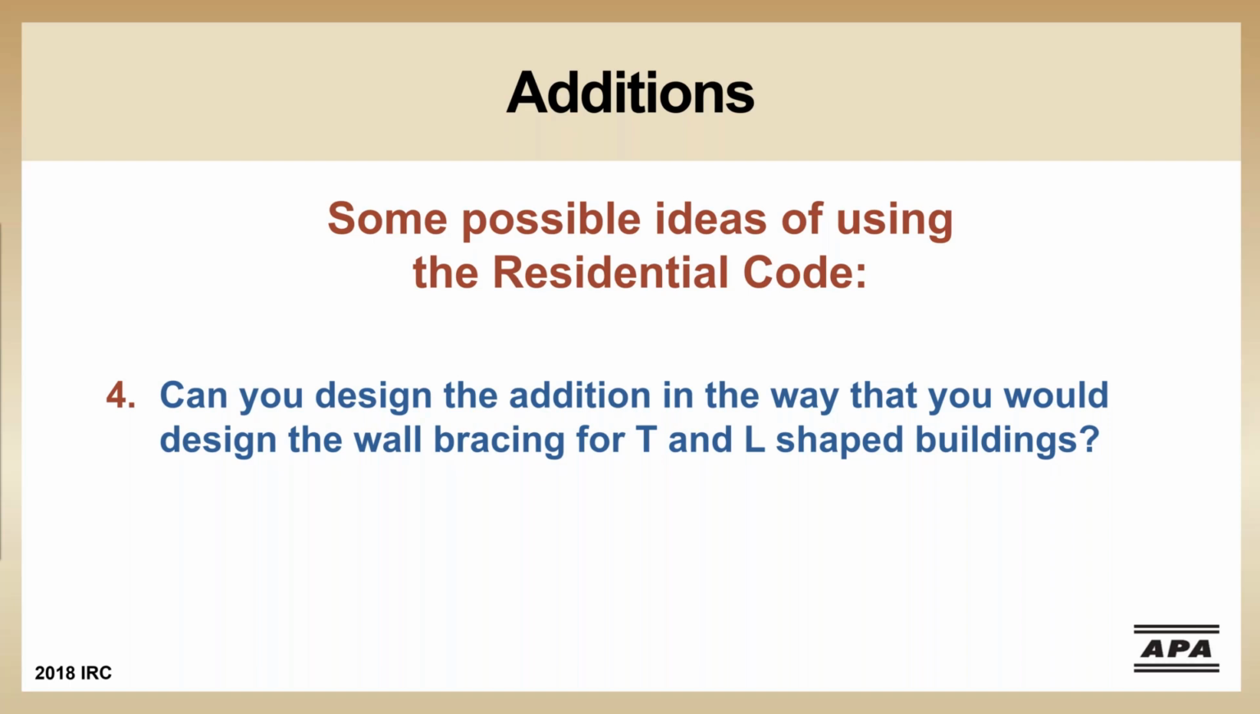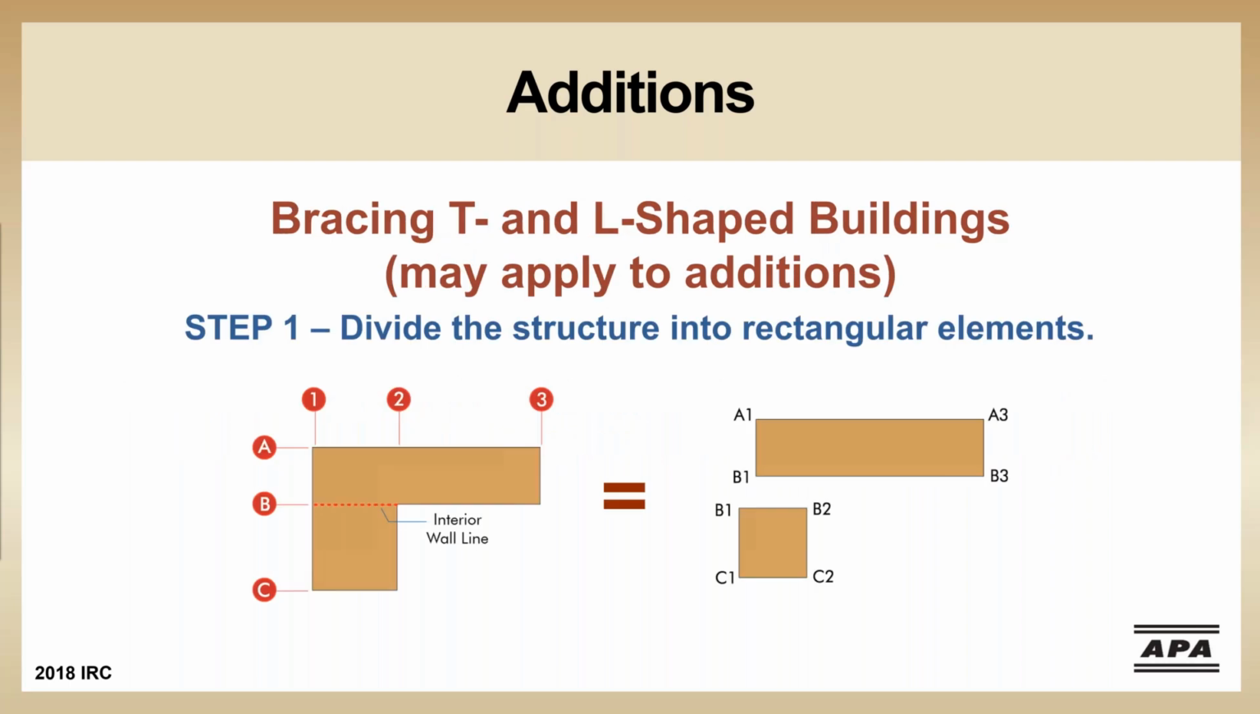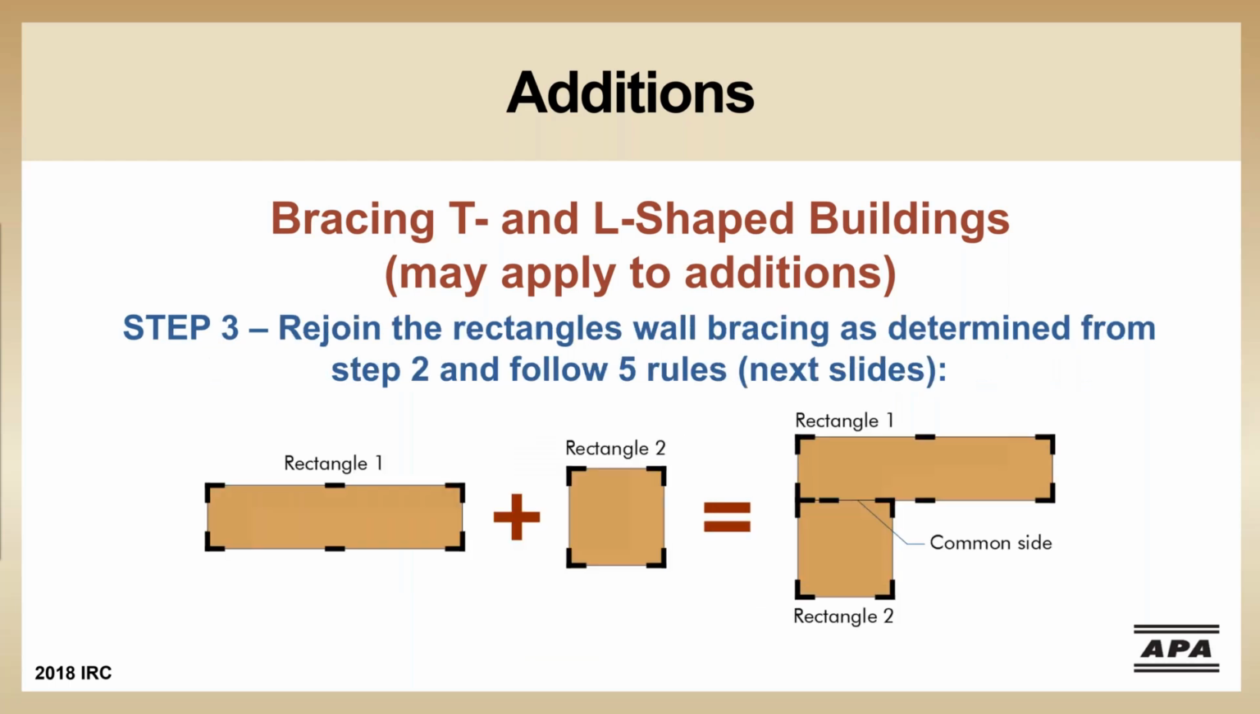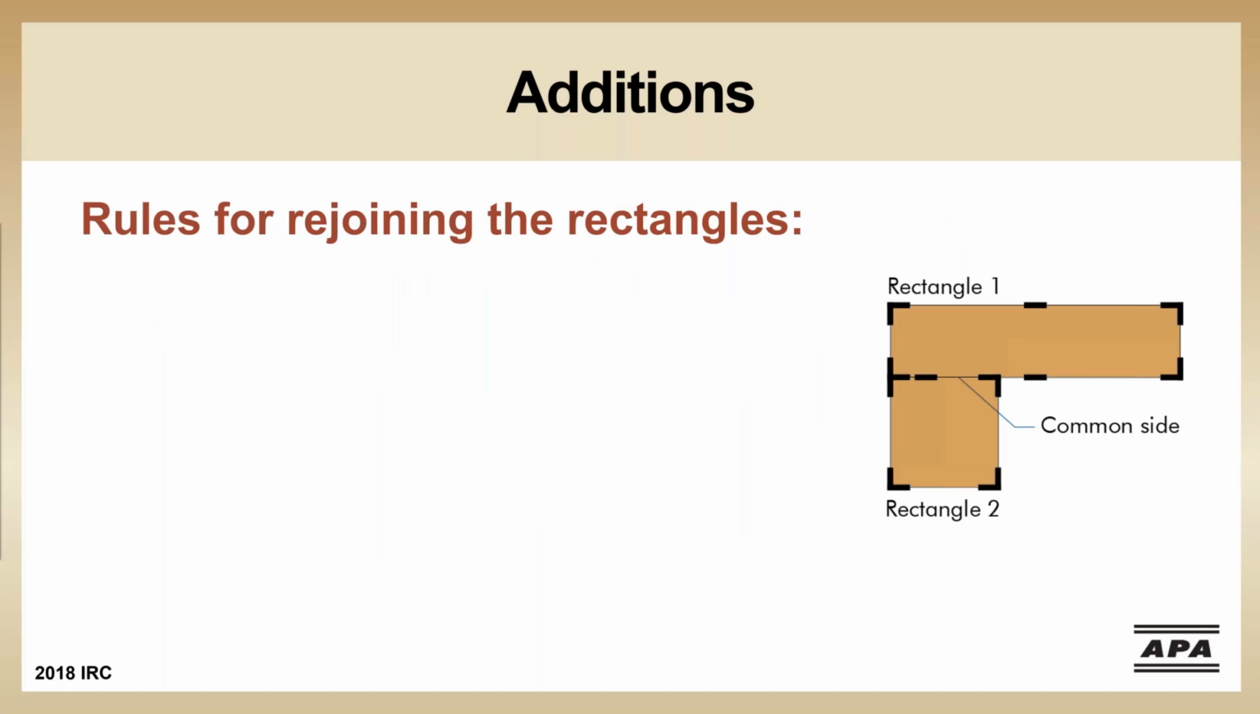Maybe your addition to existing structure can be thought of as a T or an L-shaped building. Let's break down the design concept for a T or L-shaped building step by step. Step one is dividing the structure into two rectangular elements. Step two is to determine the bracing requirements for each rectangular element. Step three is rejoining the rectangles and following 5 design guidelines. Here's the rules for rejoining our rectangles.